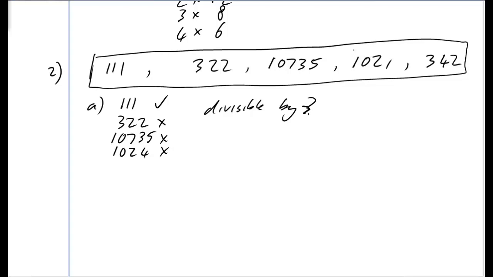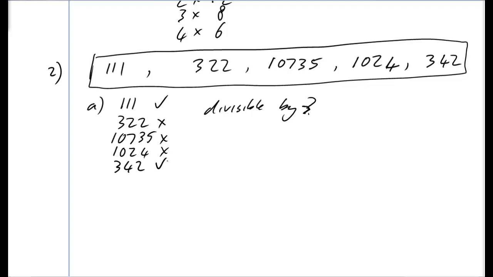And finally, this last number, 342, to find out if it's divisible by 3, add up the numbers. So 3 plus 4 is 7, plus 2 is 9. 9's divisible by 3. So therefore 342, yes, it's divisible by 3.